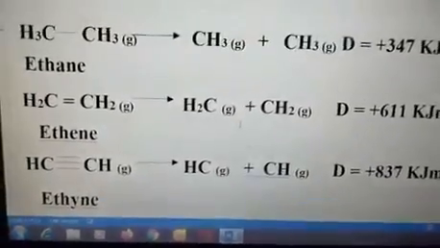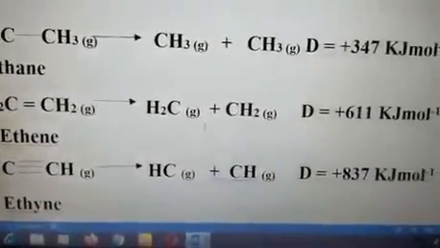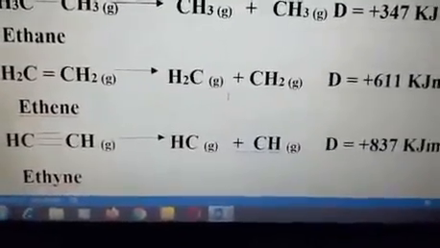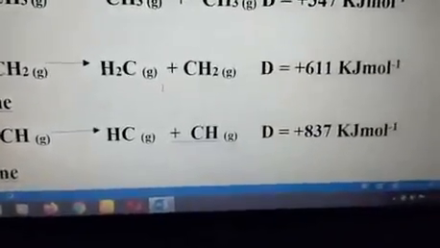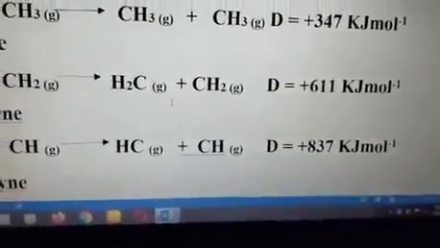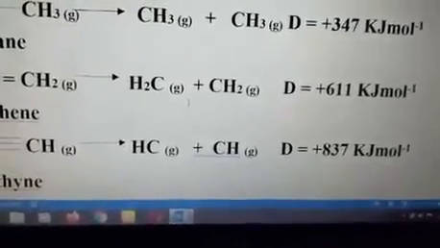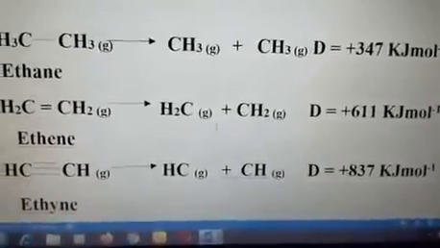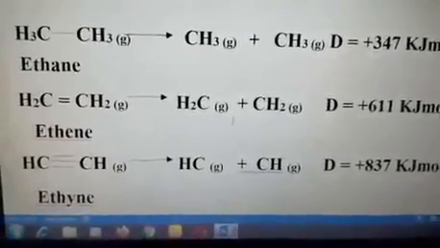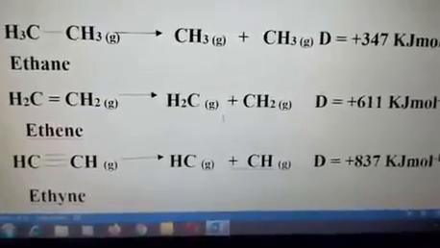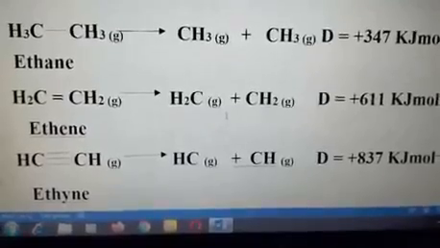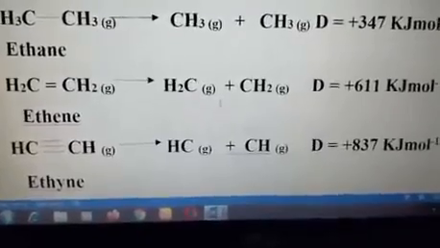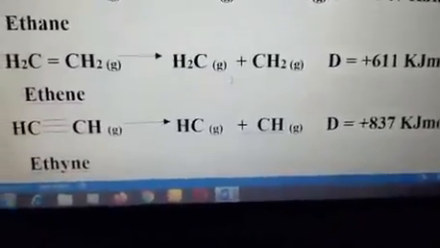When you consider these hydrocarbons with the same number of carbon atoms, you see that the one with a bond order of 3, that is the triple bond, requires the highest energy to split its bond. So the longer the bond, the lower the energy required, and the higher the bond order, the shorter the bond, the higher the energy required to break the bonds.